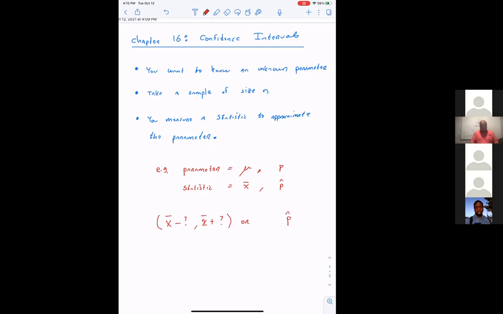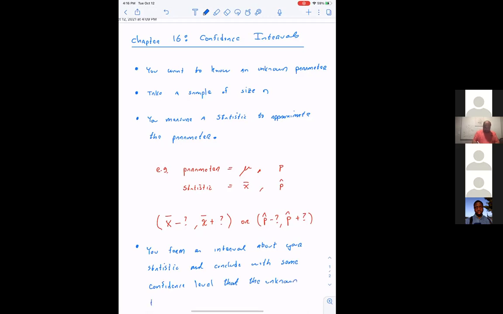Or similarly, you take your sample proportion, and then you add and subtract some number to create a confidence interval. These intervals, let's go back to blue. So you form an interval about your statistic, and conclude with some confidence level that the unknown parameter is somewhere in that interval.